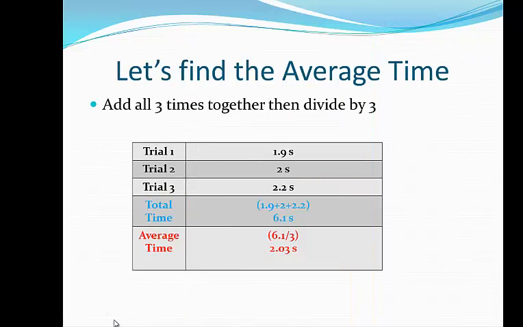Let's find the average time of those 3 trials. To find the average time, we add up these 3. So we have 1.9 plus 2 plus 2.2. That gives us a total time of 6.1 seconds. To get the average, we will take that 6.1 and divide it by 3. That gives us an average time of 2.03 seconds.